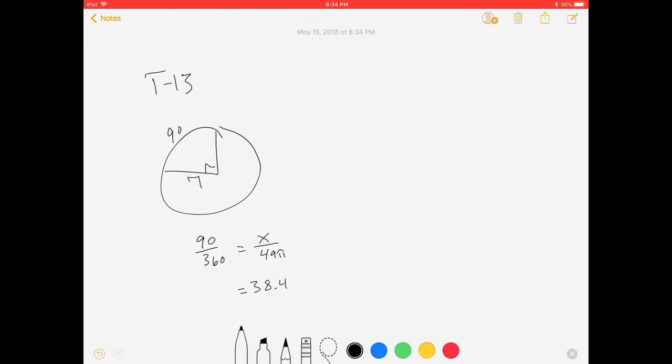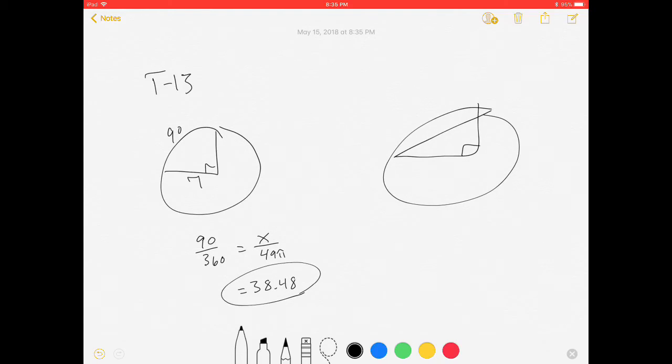So then we do 90 times 49 pi divided by 360, which equals 38.48. Sorry, this is sped up, I can't keep up. So now we're going to find the area of a sector. So it's literally the same circle, but we just are now finding just the shaded region here.